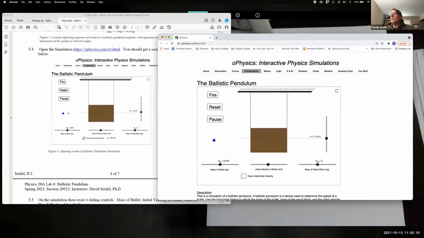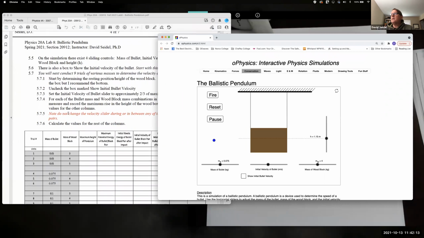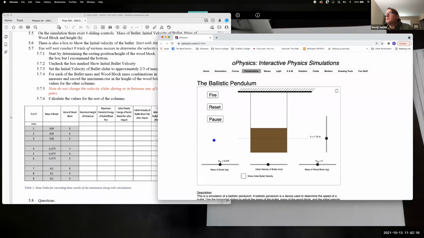You're going to do a few different tests of this. Okay, we're going to start with some different masses of the bullet, where you can change the mass of the bullet here. I want you to do it at 0.05, that's all the way to the left. I want you to do it at 0.1, that's all the way to the right. And at 0.075, that's right in the middle. Now, these are in kilograms. So we have 50 grams, 75 grams, and a 100-gram bullet. That's the mass of the bullet.